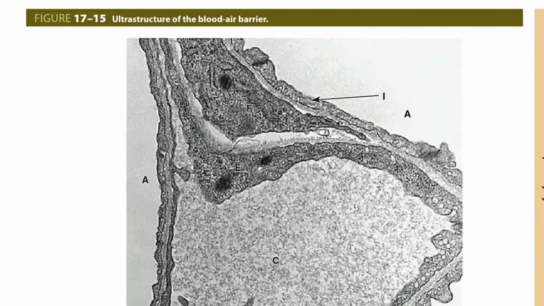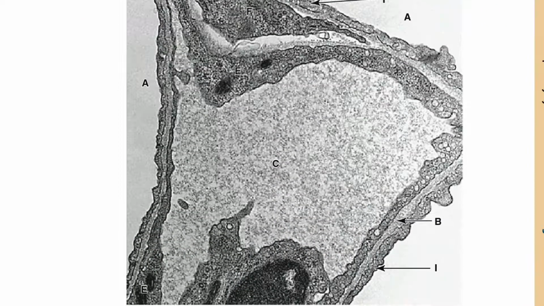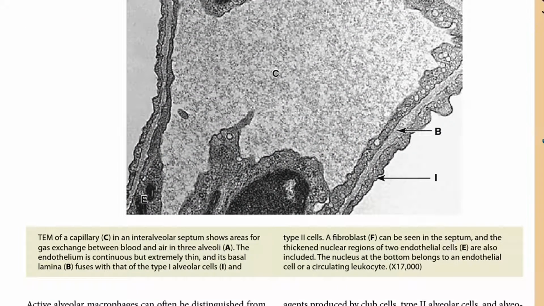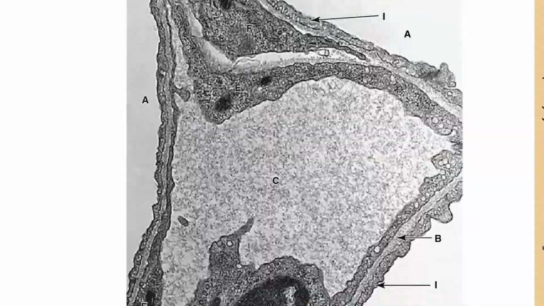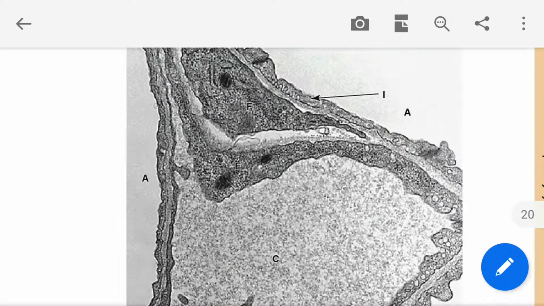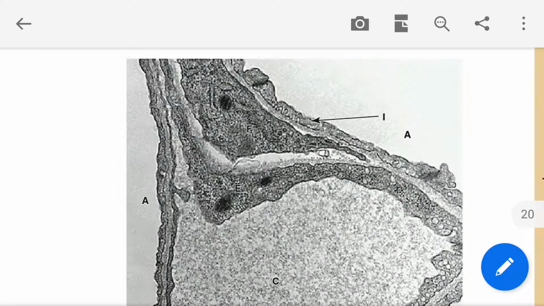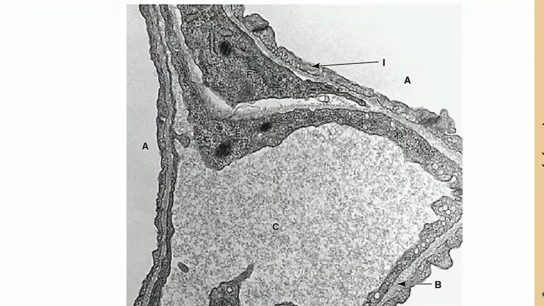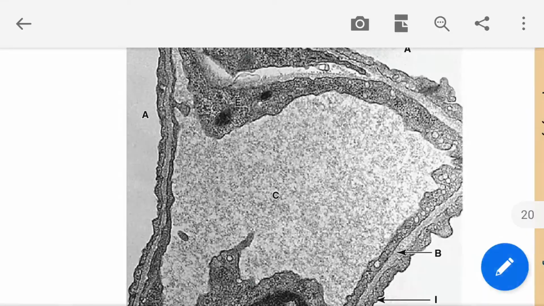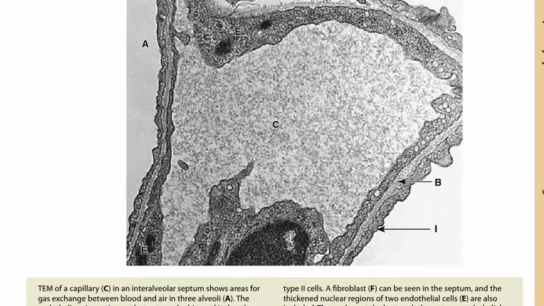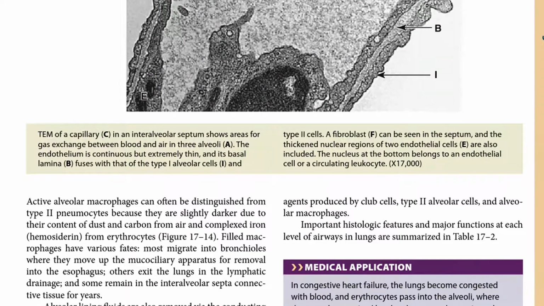Then this is the ultrastructure of the blood air barrier. Okay. If you are interested you can go through all the names in this figure. You see where the capillary is, where the alveoli is: C for capillary, A for alveoli, and F for fibroblast. Okay. So you can understand the entire respiratory membrane.